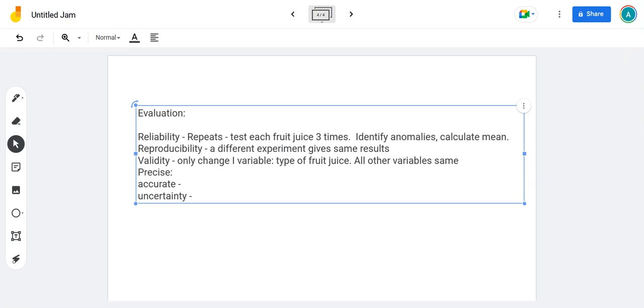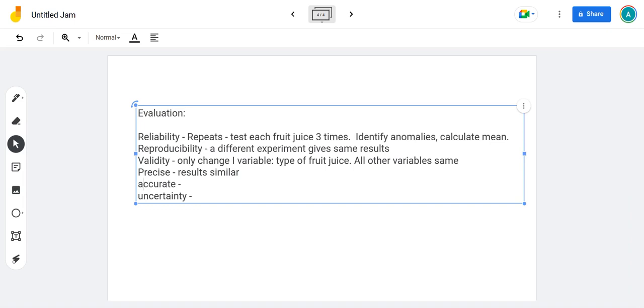Next one is precision. If something is precise, when you do your results, they're very similar. If your results give repeats that are really similar, the results are precise. If when you repeat it, you get results that are different, then it's not very precise.